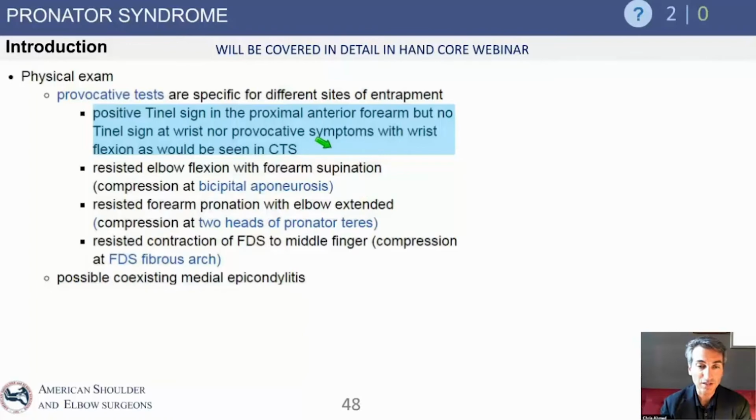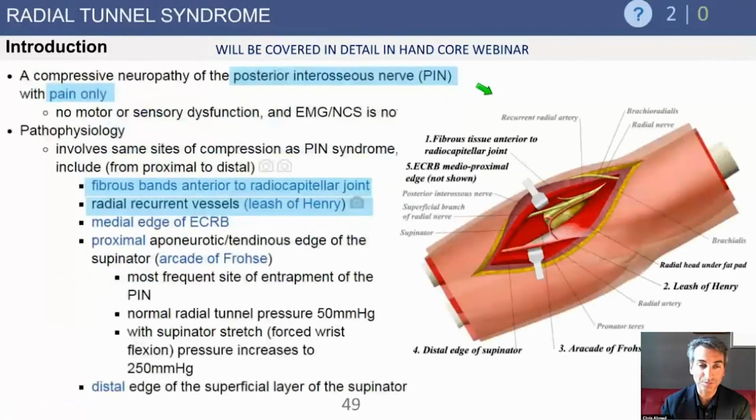The provocative test is Tinel's over the proximal anterior forearm, but no Tinel's that are more at the wrist. That's basically the biggest difference, and that's the highlighted area that could be tested.